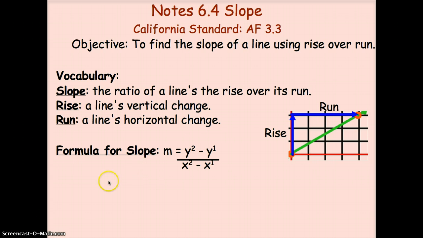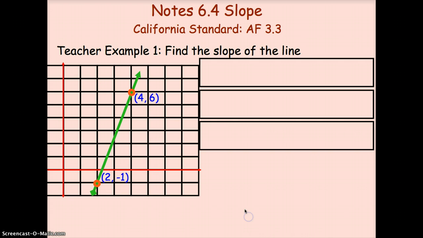Please also write down our formula for slope: m, and the m stands for the word slope in French, which starts with an m, equals y2 minus y1 over x2 minus x1. So in this case, it's the y of the second point minus the y of the first point over the x of the second point minus the x of the first point. And let me show you in an example so it makes a little more sense.